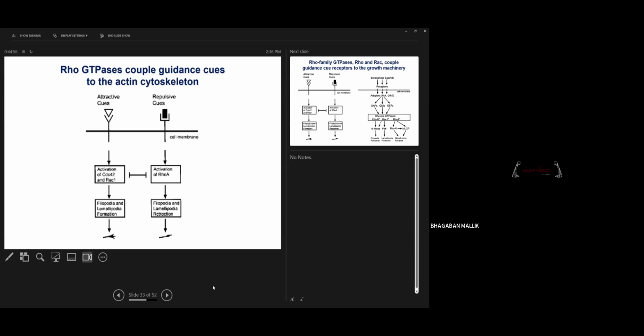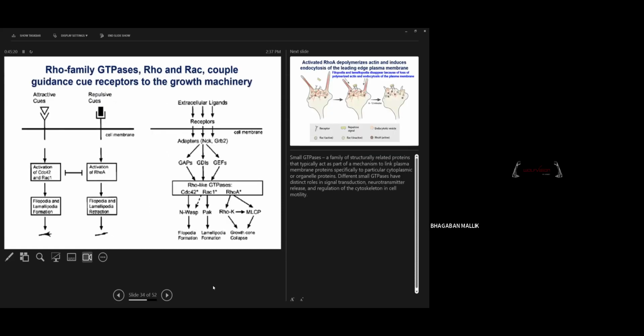When you have activation of RhoA signaling, it depolymerizes the actin cytoskeleton, and you have retraction of filopodia or lamellipodia. Depolymerization is highly essential for formation of filopodia. Since you have depolymerization of the microtubules or actin cytoskeleton, you have retraction of this filopodia. So again, showing the same thing here, and this is highly complex.